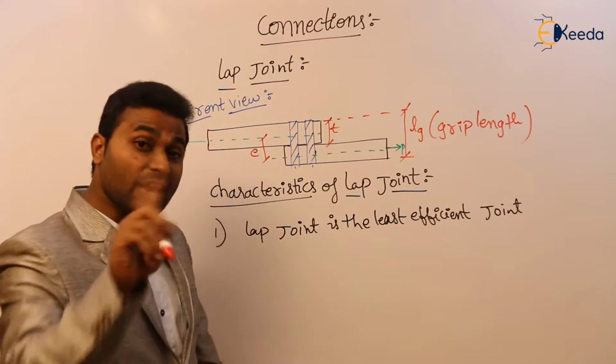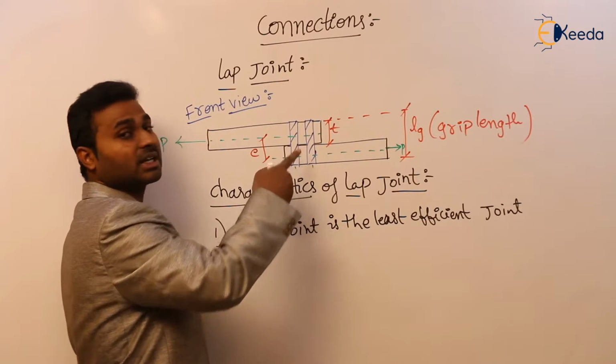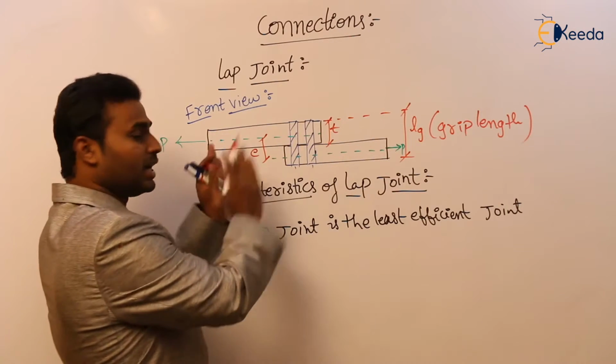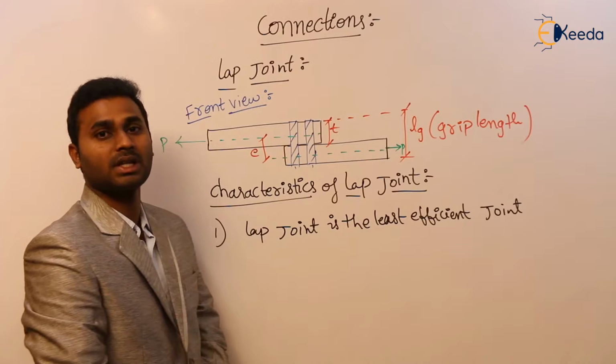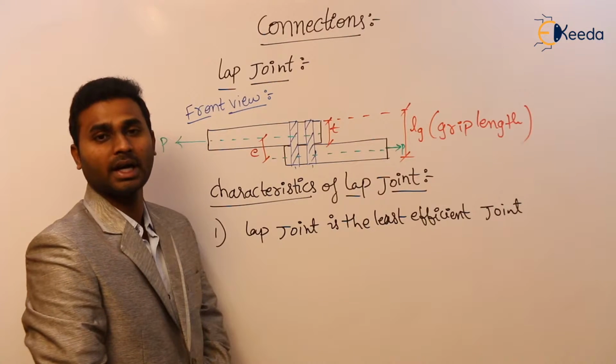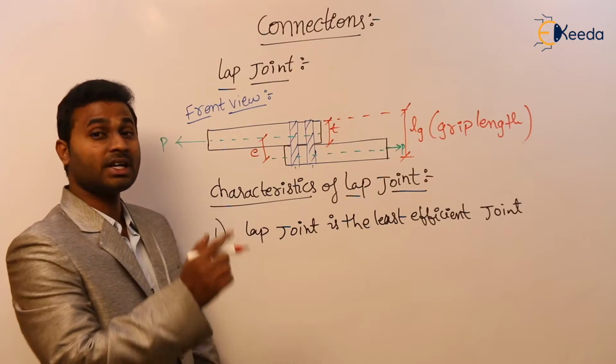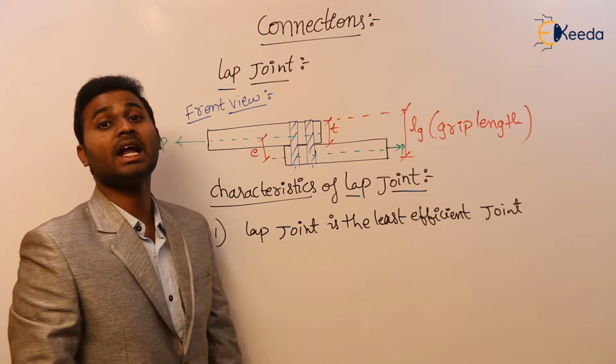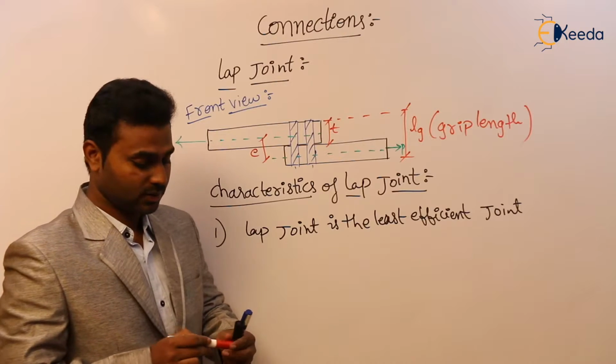That is one of the reasons. And one more reason is, if you observe, this connection is not symmetrical. Of course, we have discussed what symmetrical means: if you fold it, it overlaps, just like a book. Agree or not? So the reasons for its least efficiency are two different lines of action of forces and unsymmetry. So write down that.